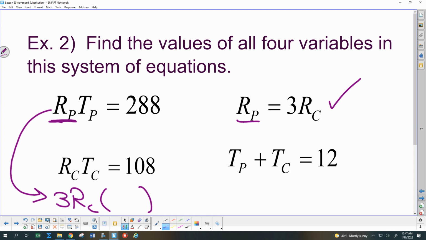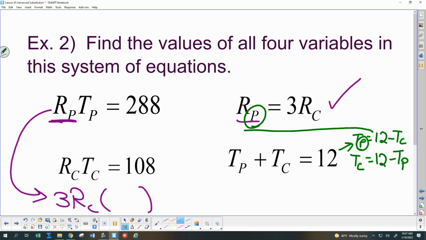Then I'm going to look for a second substitution that I can do. And this is what I was just talking about. I have TP plus TC equals 12. That means TP equals 12 minus TC, and it means TC is 12 minus TP. But one way is going to be easier than the other. Because I just did R sub P, it's going to be easier if I do the one where I've got T with a subscript of P also by itself. So I'm going to choose this one, and I'm going to put that in for the TP right here. And then I have the 3RC that I already wrote down. My TP is now 12 minus TC, and that is still equal to 108.